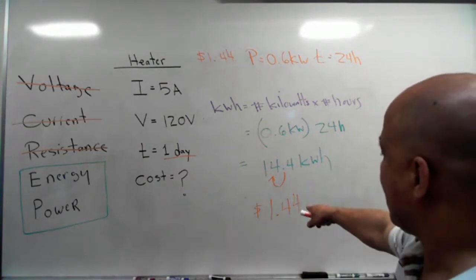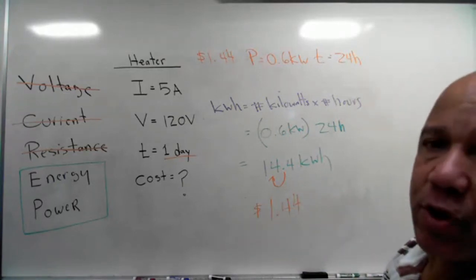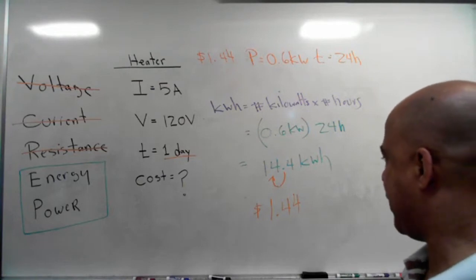Whereas this, if you got a calculator, multiply 1.44 times 30. Multiply that times 30 days. How much is that over a 30-day period? A little over $43. How much? $43.20.